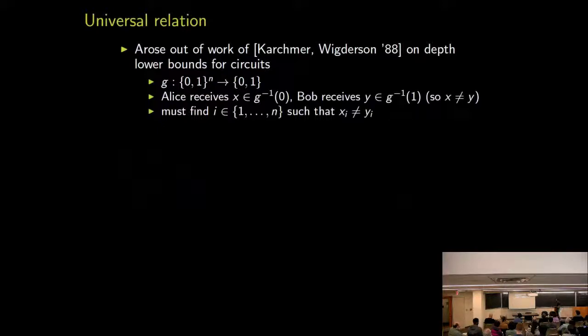So the f that's relevant for us is an f called universal relation, and it arose really out of computer science in this earlier work of Karchmer and Wigderson on depth lower bounds for circuits.